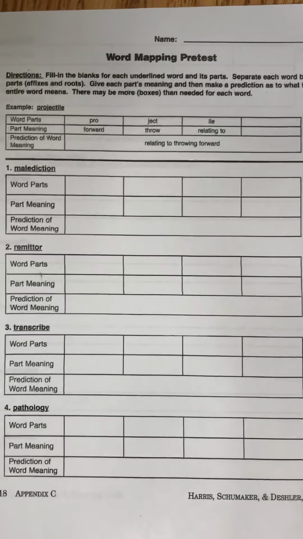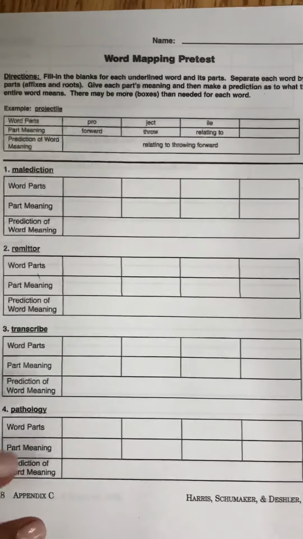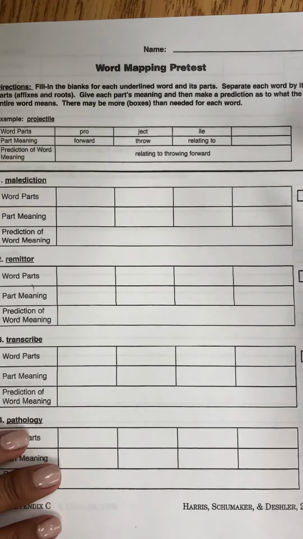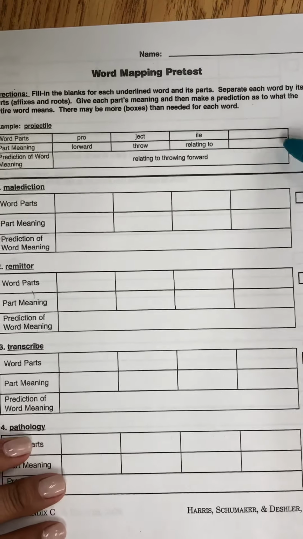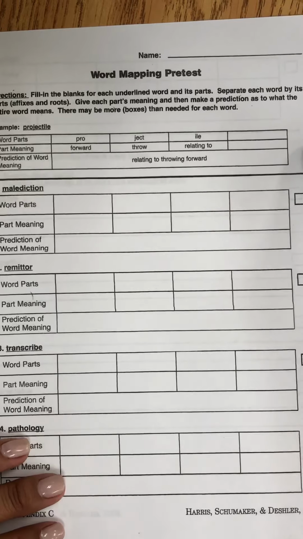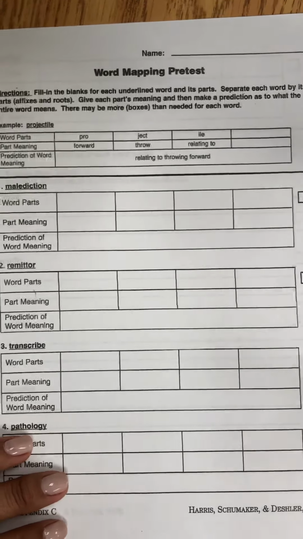Hey guys, I understand that quite a bit of you are having trouble with the pretest. So I'm gonna go ahead and do the first one for you and model how to do it. I know there's an example here and I figured that you would know the example, but I'm gonna go ahead and explain it again anyway, okay?